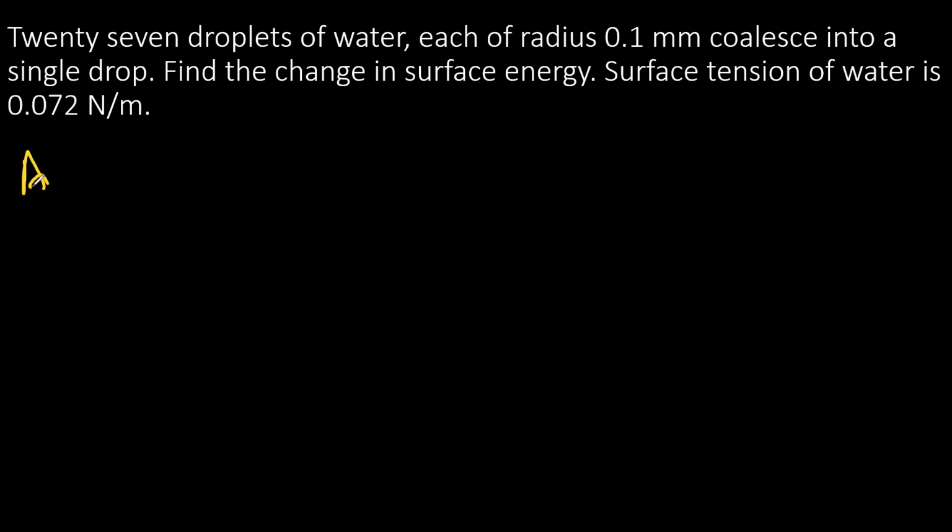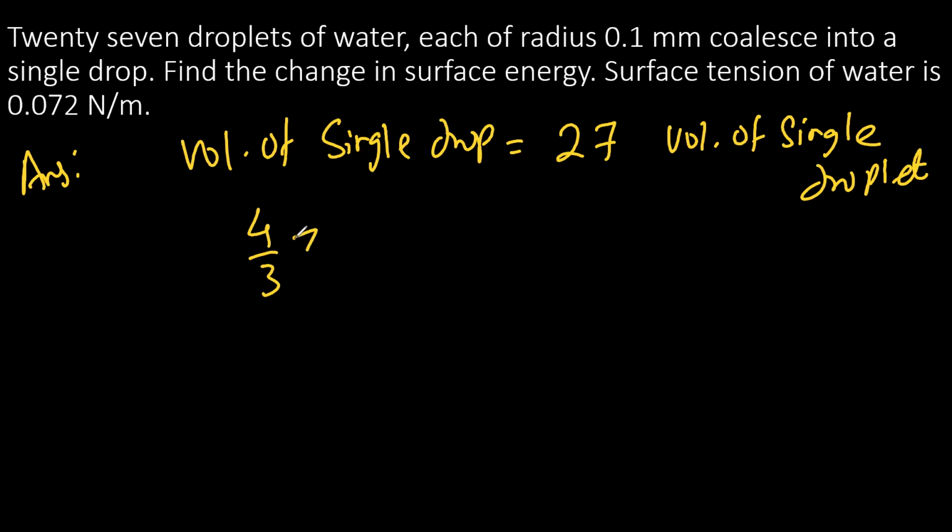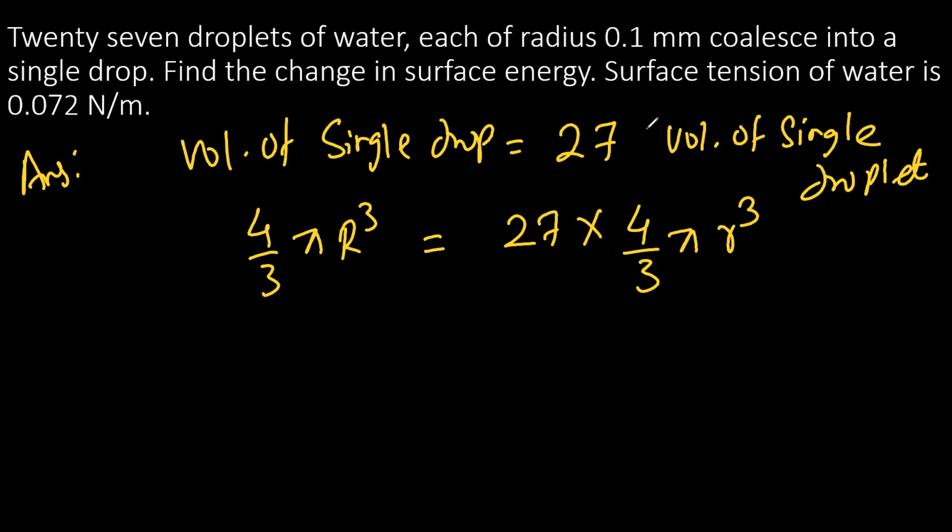See, volume of single drop is same as volume of single droplet. How many droplet? 27. So I write 27. So it's a 4/3 pi capital R cube. Volume is same. So 27 into 4/3 pi small r cube. So 4/3 get cancelled, pi get cancelled. So what is the remaining? Is R cube is equal to 27 small r cube.